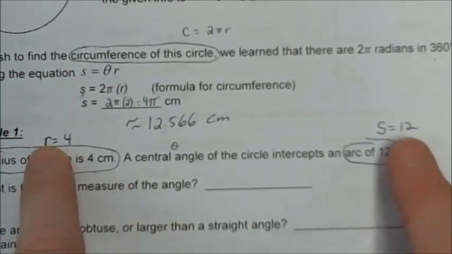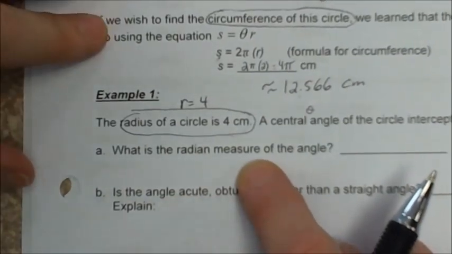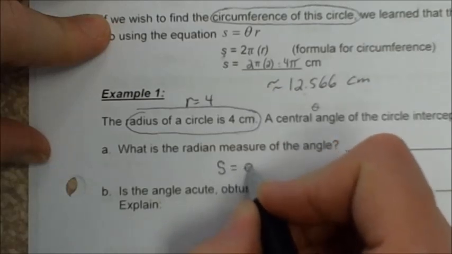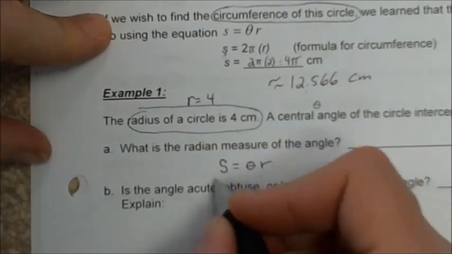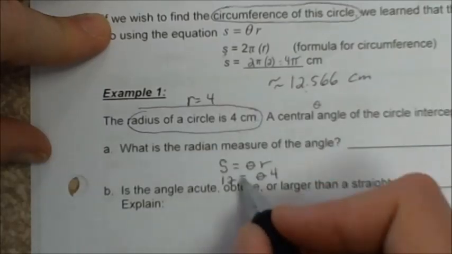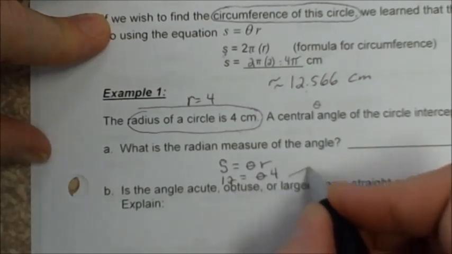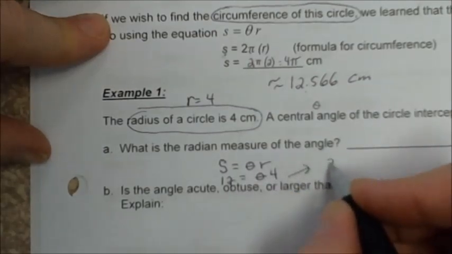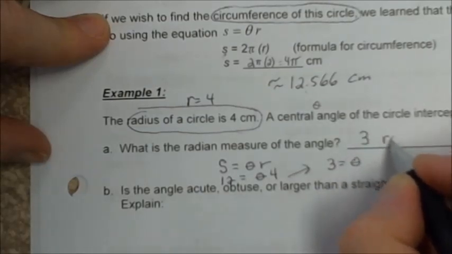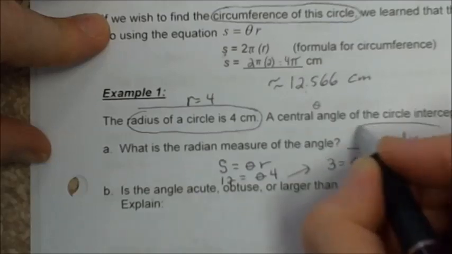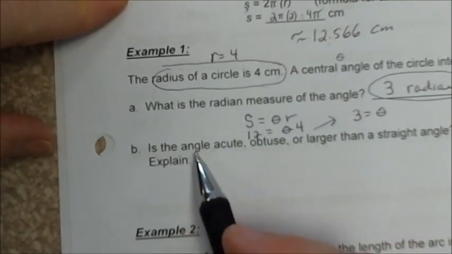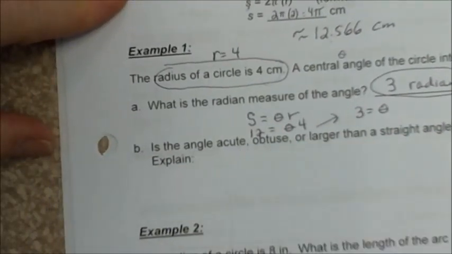So we have an R and we have an S. We want to know how many radians are in this angle. So we use a little formula. S is equal to theta times R. Our S is 12, which is equal to theta times our radius, which is 4. And so if you divide both sides by 4, that'll give you 12 divided by 4 is 3, which is equal to theta. So the radian measure is 3 radians. And that's the answer to this question. What is the radian measure? Well, the second part says, is 3 radians acute, obtuse, or larger than a straight angle?